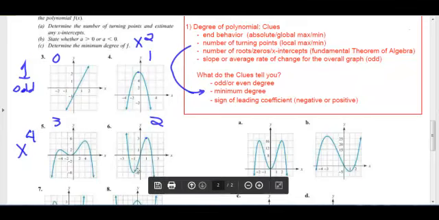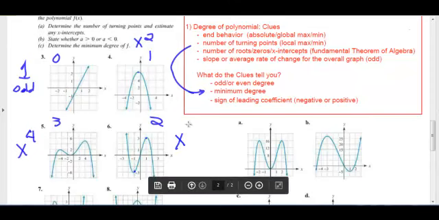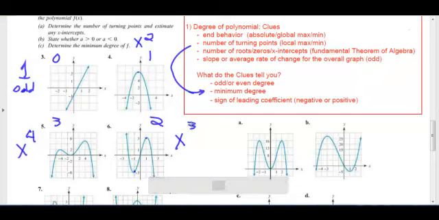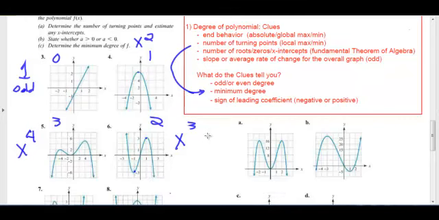Okay? This has 1, 2 turning points. It's an odd graph because the end behavior is going in opposite directions. If it has 2 turning points and it's an odd graph, then it has to be at least an x cubed. That's the next highest odd power you have above number 2, which is the number of turning points. So that's the next clue, is the number of turning points tells you the minimum degree.